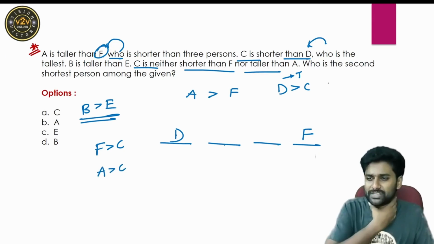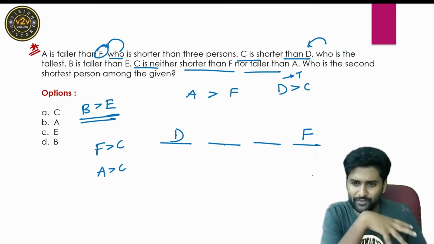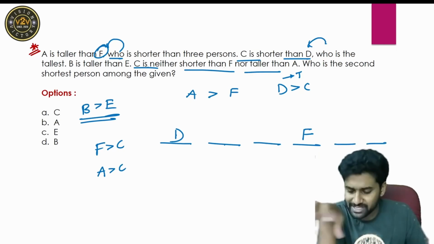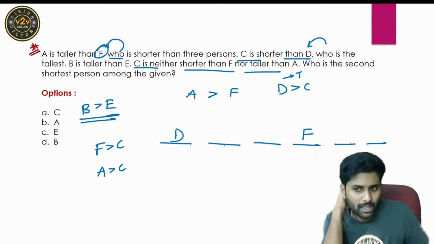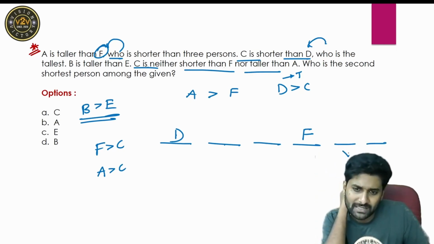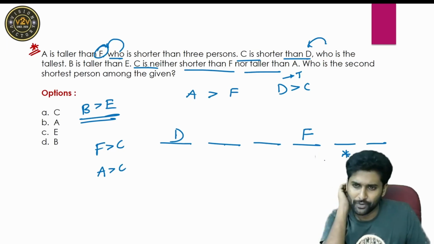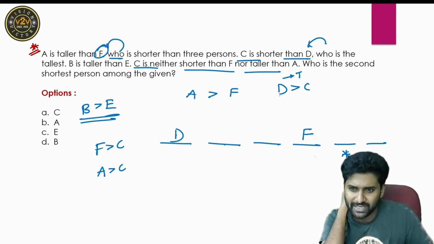Now, who is the second shortest person? If you go through the whole information, how many persons are there in total? 6 persons, A to F. You can see all these elements in the given question. Now observe who can be the second shortest person. If you go through the whole data, D is always greater than C, and A is greater than F. So definitely you can expect either A here or here.